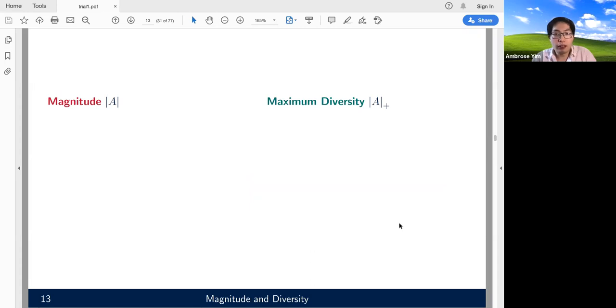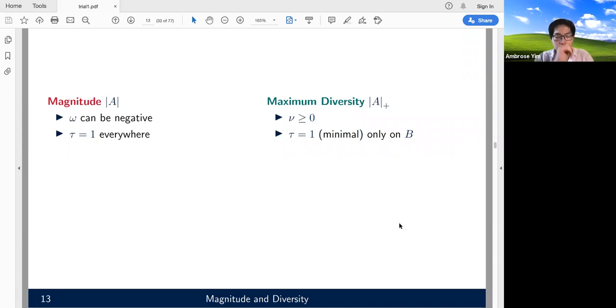And just to compare the two, on the left-hand side we have magnitude, and on the right-hand side we have maximum diversity. With magnitude, the weights can be negative, which is non-intuitive. But in maximum diversity, we're assigning weights that are always positive. For magnitude, there is uniform typicality everywhere. However, with diversity, we only impose uniform typicality on a certain subset, though that subset is as large as it can be. So it's the largest subset.